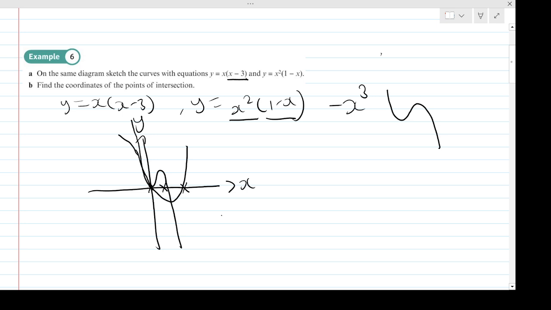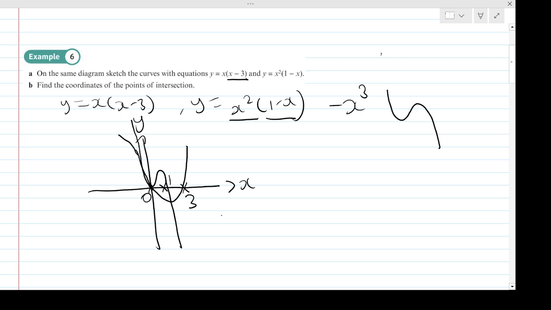Cool. Okay, but that's part A then. Part B, oh, we should label intersections, right? So that's three, that is one. So the intersection of the axis, and that's going to be zero, the origin. Okay, cool. Then part B says to find the coordinates of the point of intersection.